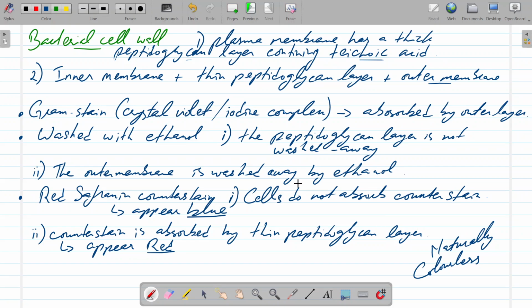Right, and so now they've lost their color, and when treated with the red safranin counterstain, that is absorbed by the thin peptidoglycan layer that came after the outer membrane, and so they have a new color and they appear red.